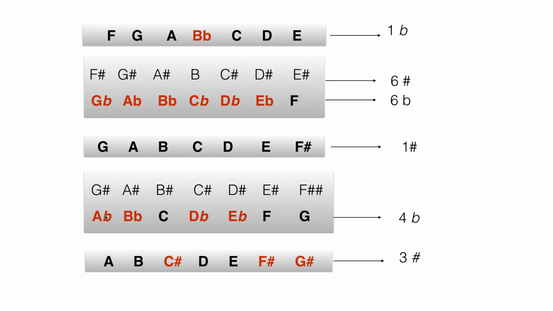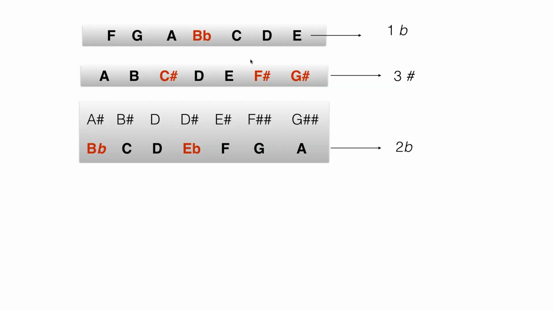Doing the same, adding one more half step, we have A, B, C sharp, D, E, F sharp, and G sharp, which is the A major scale, which has 3 sharps, and the sharps are C, F, and G. And now that we have built these notes, we can build the A sharp major scale, adding one more half step in each note.